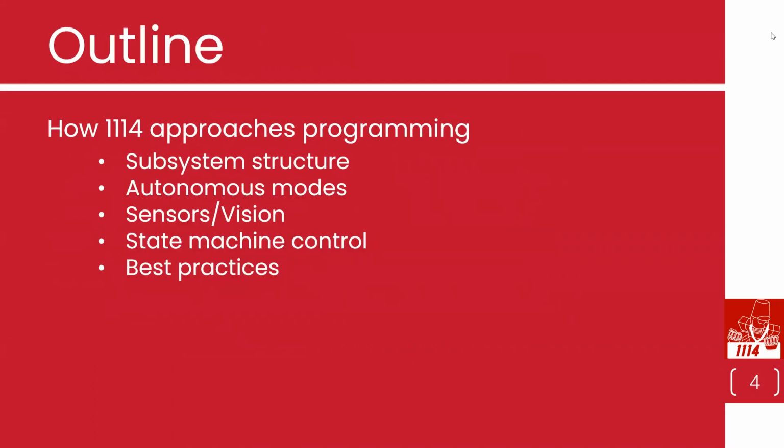Yeah, so how we approach programming, it's similar to command based, where you have different subsystems. So for our 2022 robot, for example, we have a drive subsystem, an intake subsystem, a shooter subsystem, and then a climbing subsystem. And then we'll go into how we make our autonomous modes, how we use sensors, including vision cameras, how we actually control each subsystem using state machines, and then some general best practices that I've learned over my 10 seasons programming.